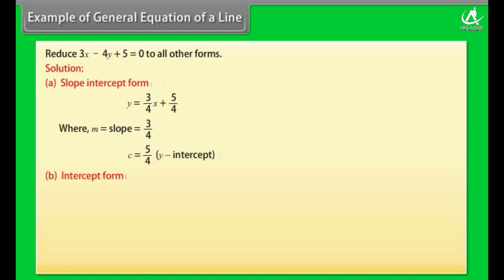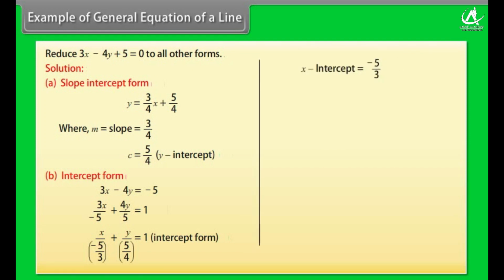Intercept form. 3x - 4y = -5. 3x/(-5) + 4y/5 = 1. x/(-5/3) + y/(5/4) = 1. Intercept form within parentheses. The x-intercept is equal to -5/3. The y-intercept is equal to 5/4.